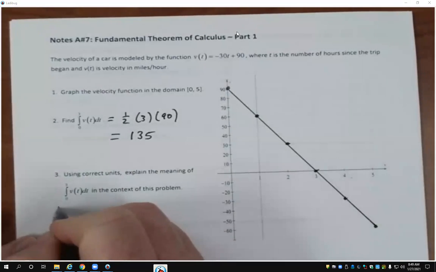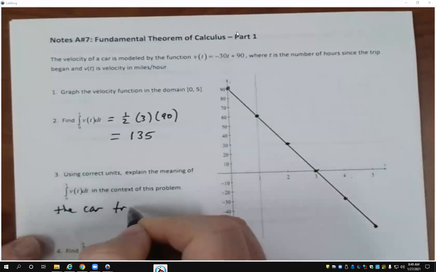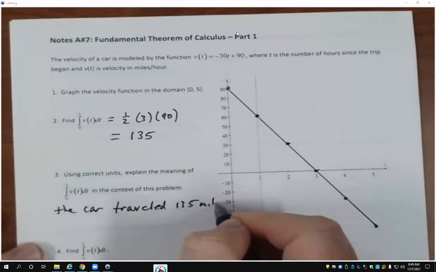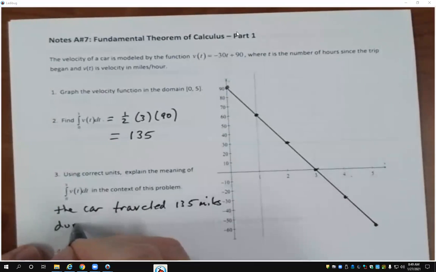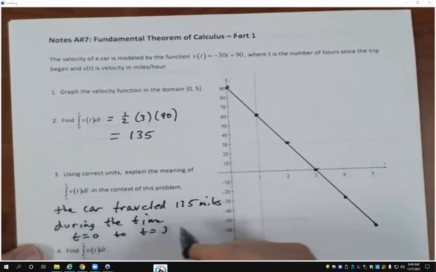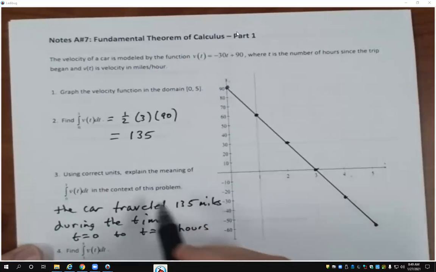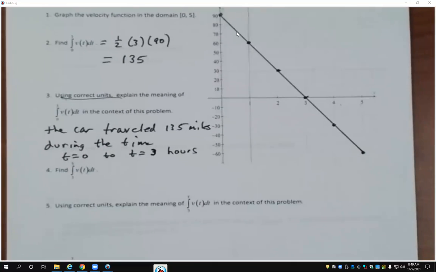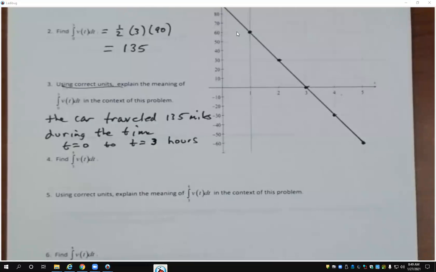So to write this, we're going to say the car traveled 135 miles during the time t equals 0 to t equals 3. And then we'll say hours, since they asked us to use correct units. Okay, so it's the total distance traveled in those very specific 3 hours from time t equals 0 to time t equals 3.